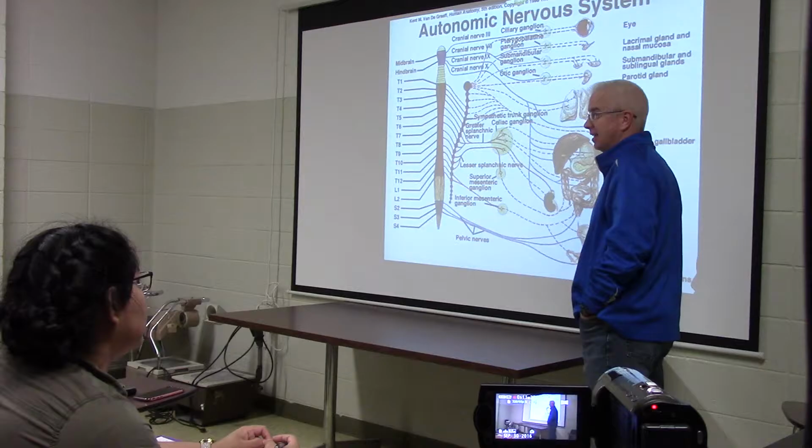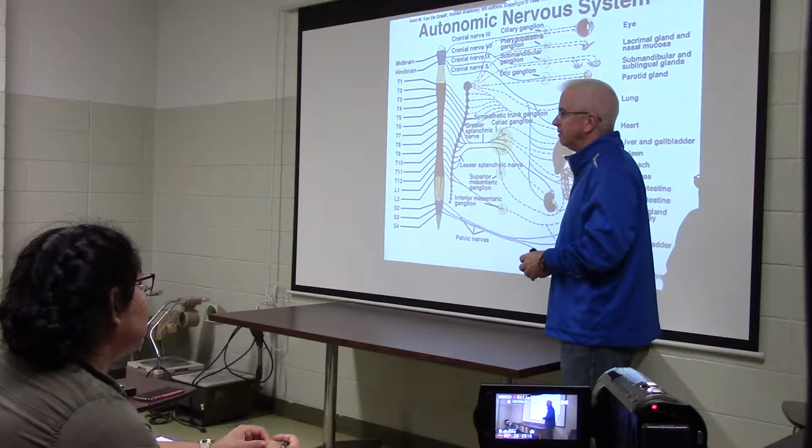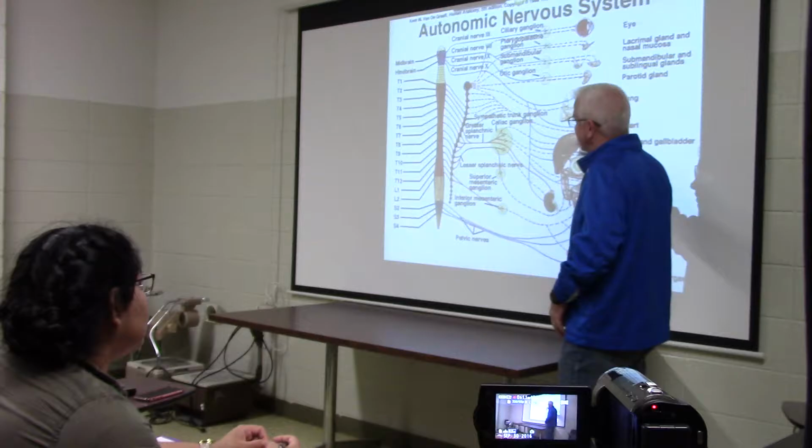Don't get this mixed up, people. Parasympathetic information is in 3, 7, 9, and 10, and there are 4 ganglia. But 7 feeds 2 of them. You see that? The pterygopalatine and the submandibular are both fed by 7.